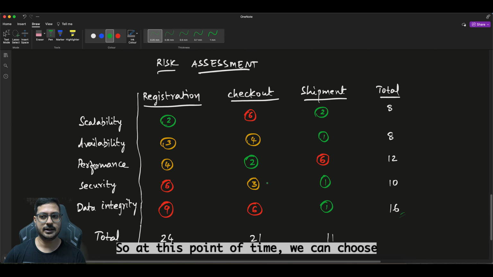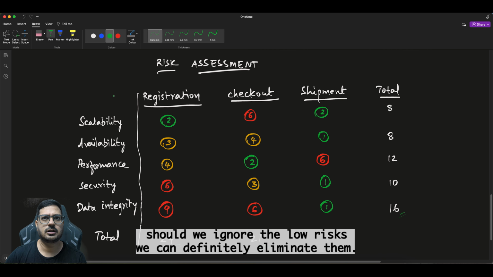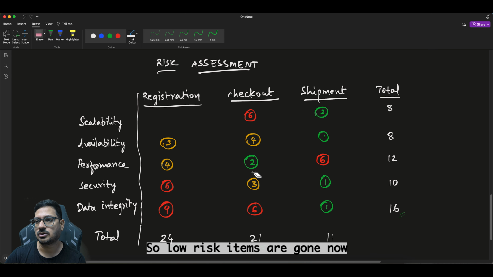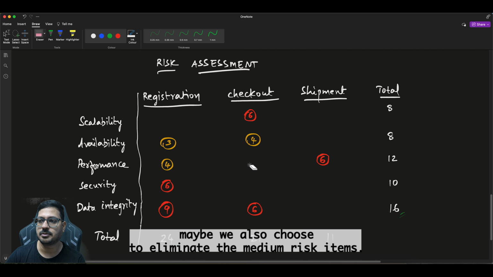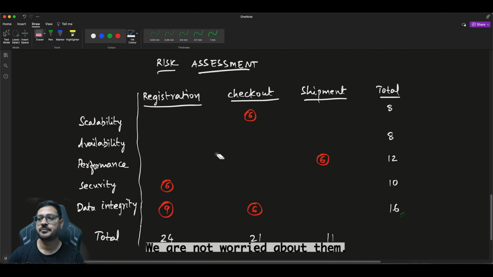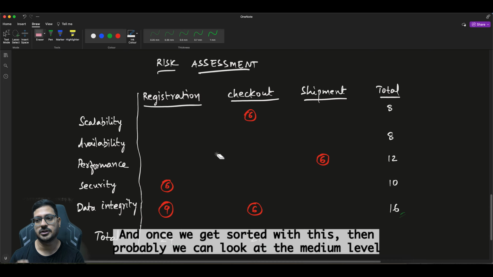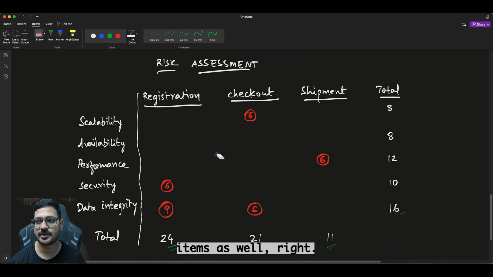So at this point of time, we can choose: should we ignore the low risks? We can definitely eliminate them. Let me eliminate the low risk items. So low risk items are gone now. Maybe we also choose to eliminate the medium risk items. We're not worried about them. Now we can only look at the very high risk items, and we definitely have to look into them. And once you're sorted with this, then probably we can look at the medium level items as well, right?